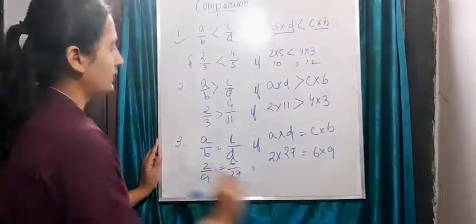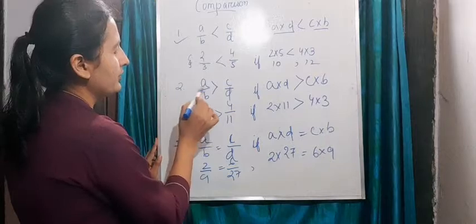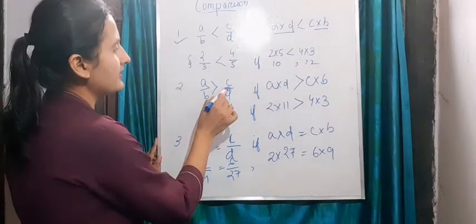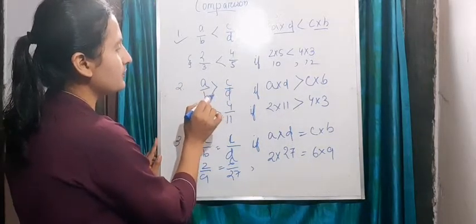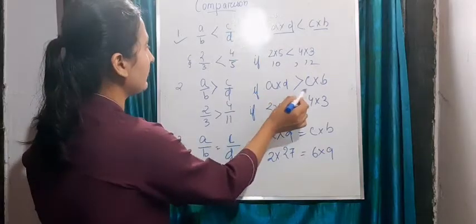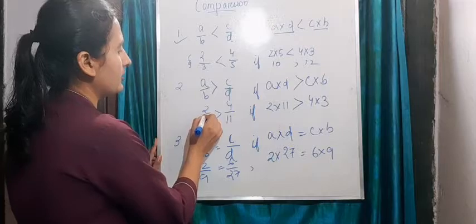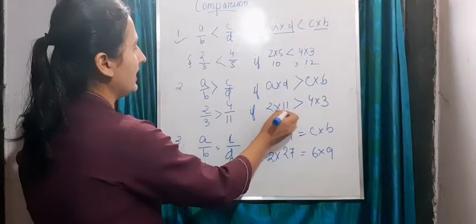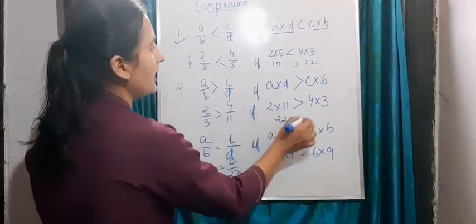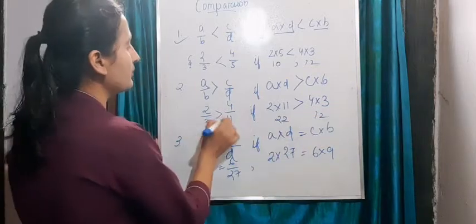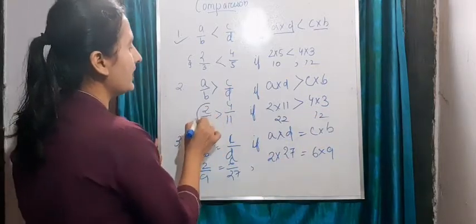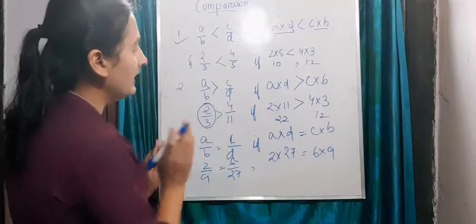Now you see the second one. Now we have to check whether a by b is greater than c by d. This is possible when a into d is greater than c into b. Suppose the fractions are 2 by 3 and 4 by 11. So 2 into 11 is 22 and 4 into 3 is 12. So 2 into 11 is greater, right? It means 2 by 3 is greater than 4 by 11.